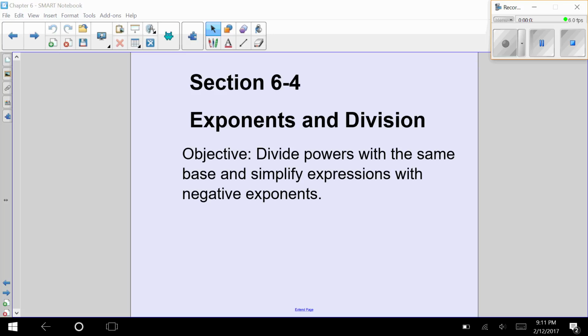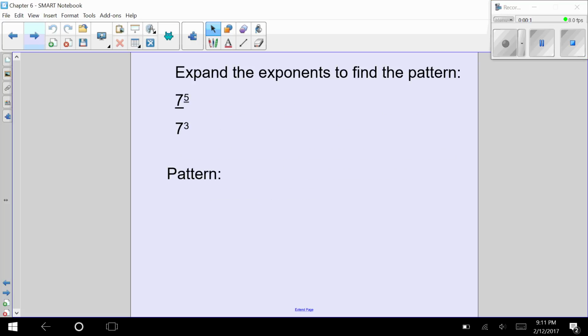This is section 6.4, Exponents and Division. Our objective today is to divide powers with the same base and simplify expressions with negative exponents. To begin, try expanding these powers in order to divide.